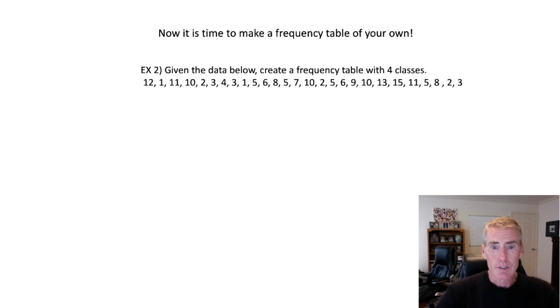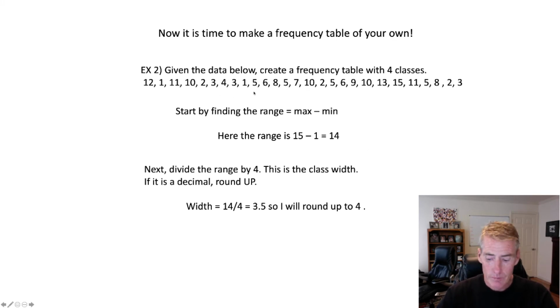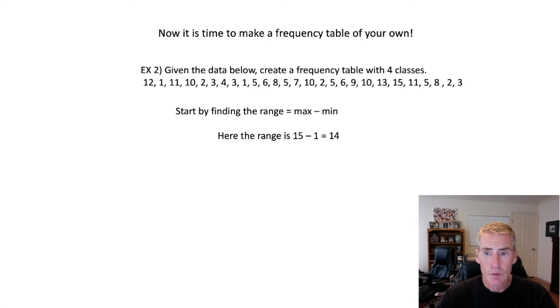Now we're going to make a table on our own. So these aren't ages or anything, these are just numbers that I randomly made up. And then we're going to make a frequency table with 4 classes. The first thing to do is you find the range. So you look through the scores, and you find the biggest, which is 15. You find the smallest, which is 1, subtract those, and that's going to be 14.